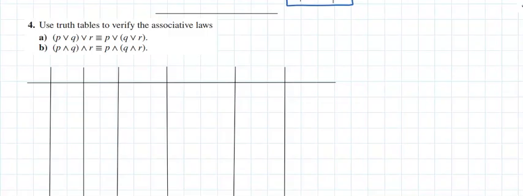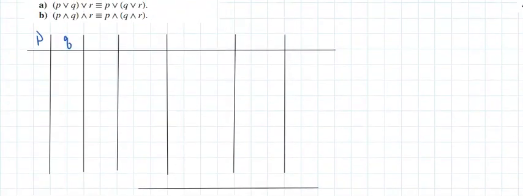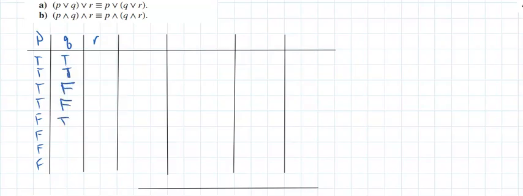Use a truth table to verify the associative law. This says if you take P or Q first, then or R, that's equivalent to taking Q or R first, and then P or that. It works the same way. Let's make sure we get that. There's P. We have three variables, so we need eight rows, as you know. Four of those, four of those, two each, and alternate.